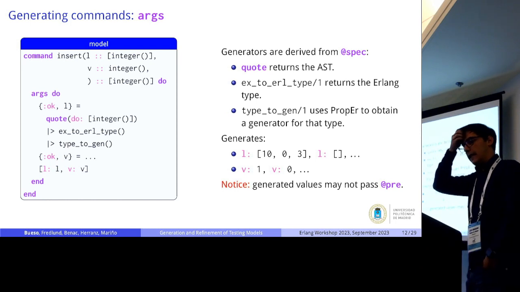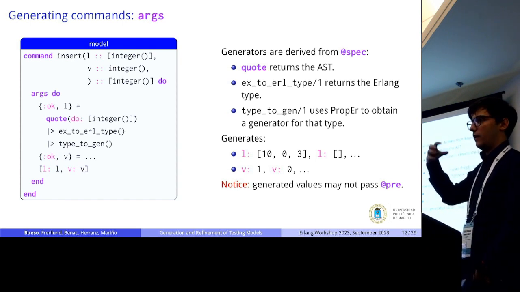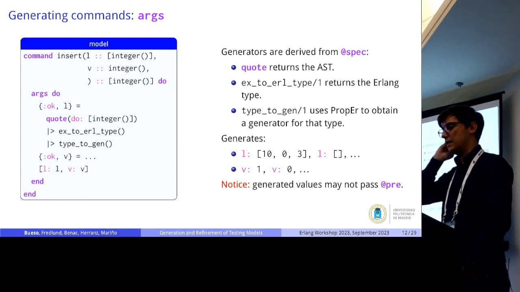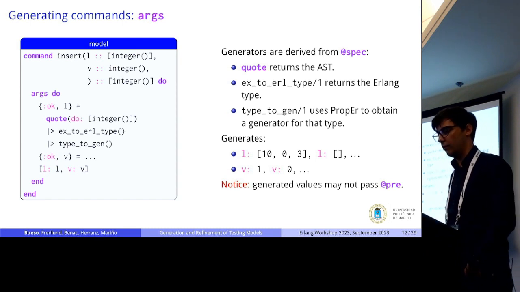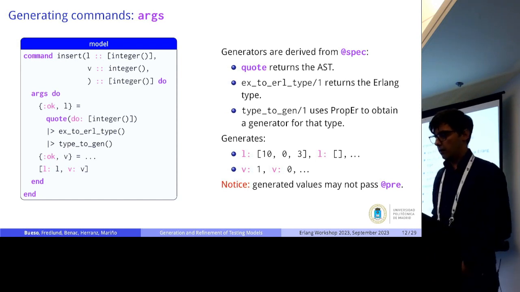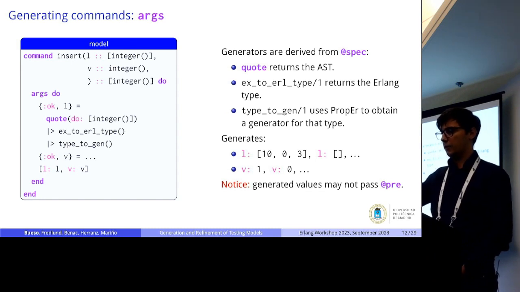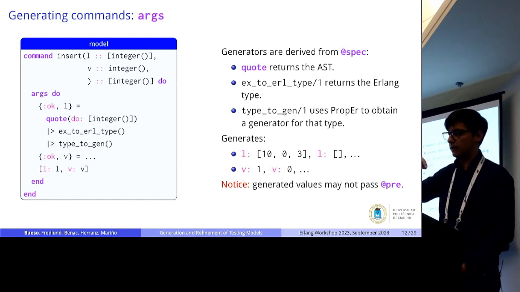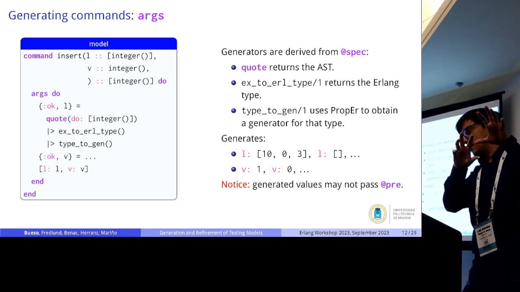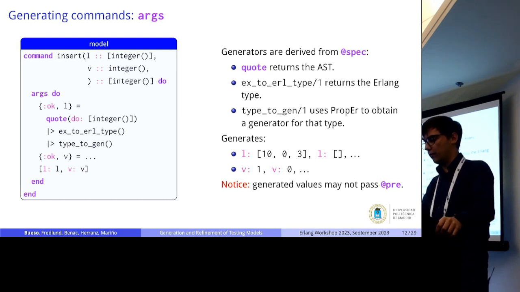Now, how do we generate command arguments? We are going to derive the argument generators from the specifications of our functions. Basically, here I have some code that explains how we do it. First, we extract the abstract syntax tree from the argument type. We translate it from the Elixir abstract syntax tree to Erlang, and then we use PropEr to obtain a generator for that type, because PropEr already has this notion of how to generate values from types.